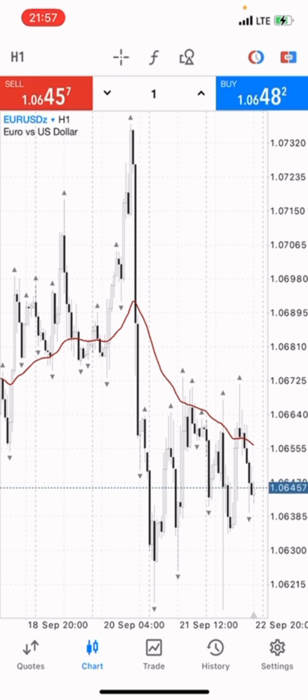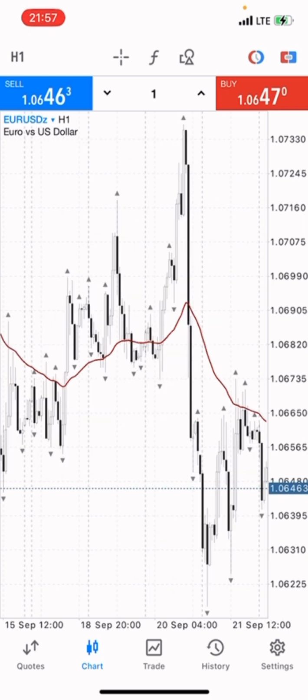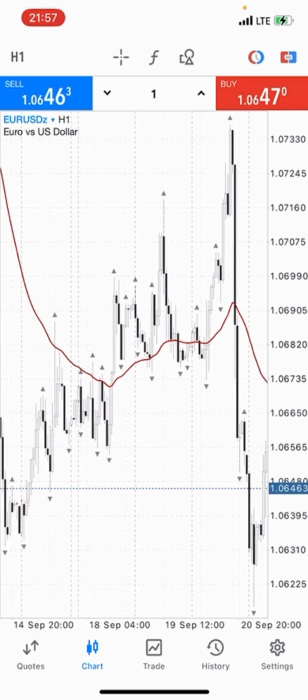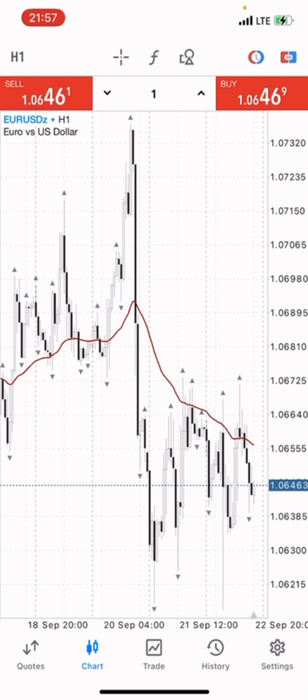Fellow aspiring forex traders, today I'll be sharing the ultimate guide on how to trade forex as a beginner. Whether you are new to the world of forex trading or looking to enhance your skills, you've come to the right place. So grab your popcorn, sit back, and let's dive into the exciting world of forex trading. Now that we are all set, let's start with the basics.